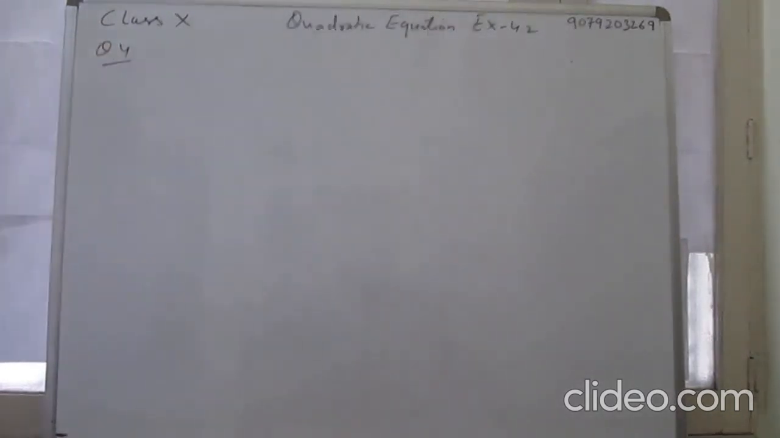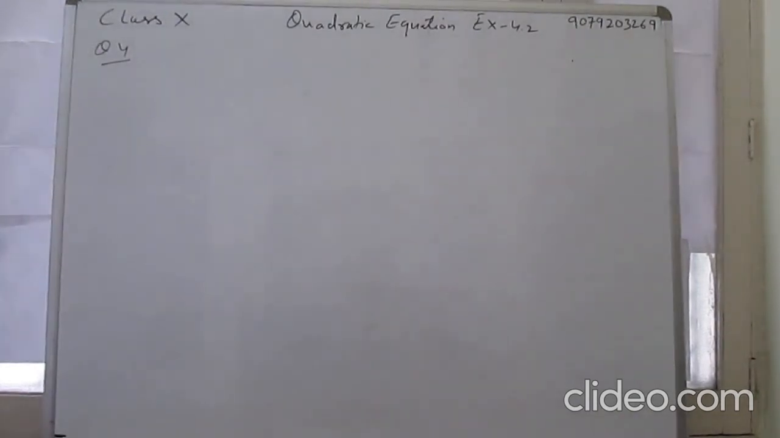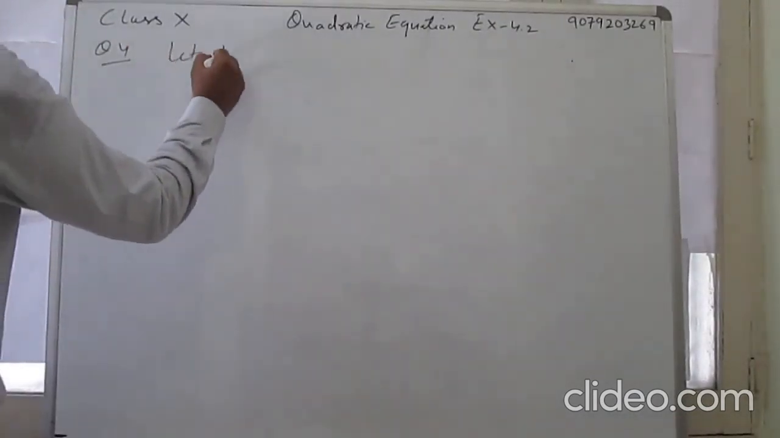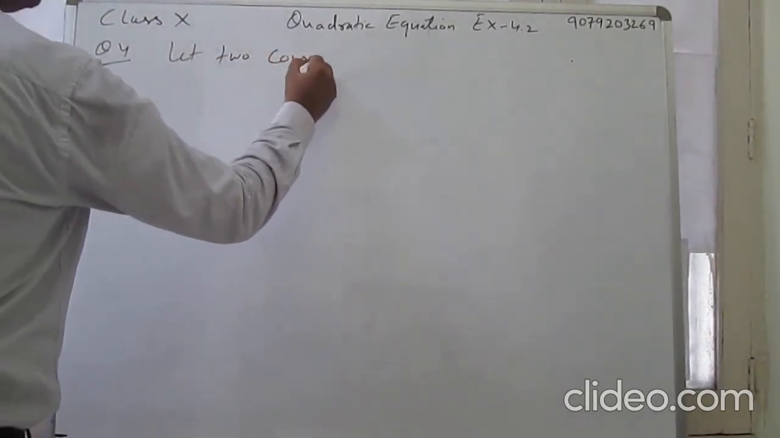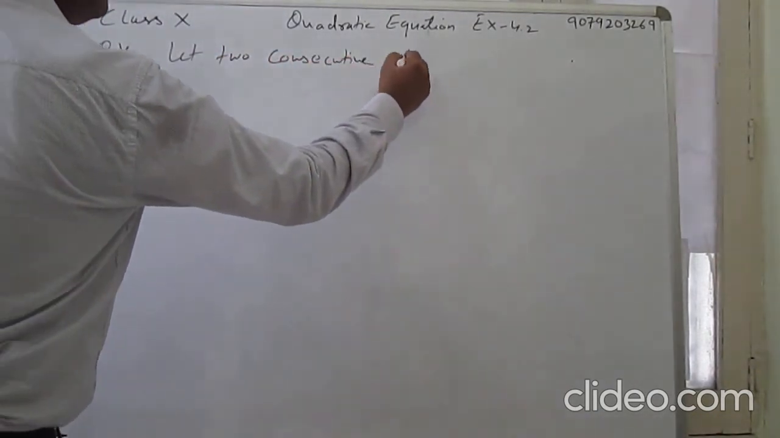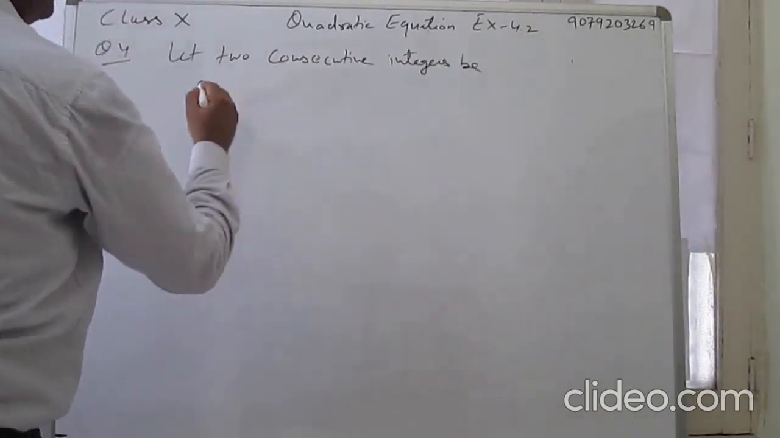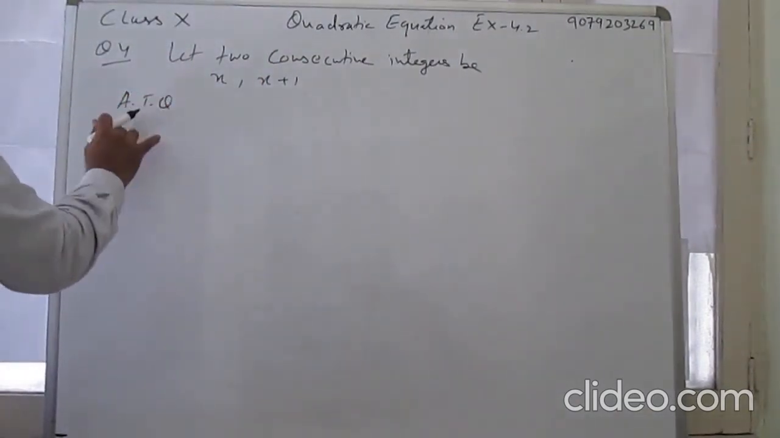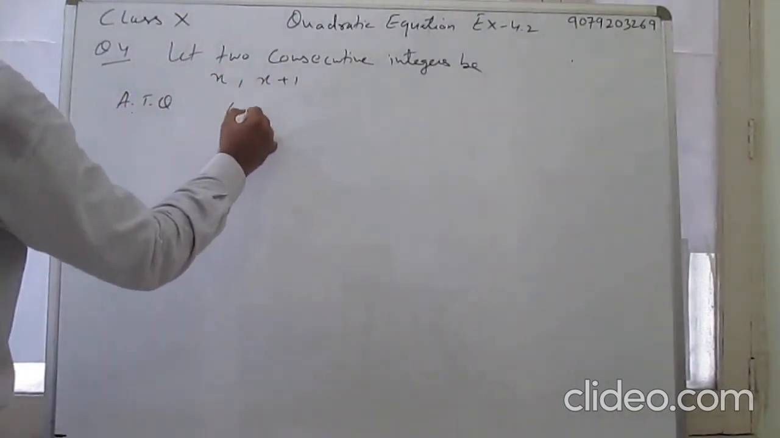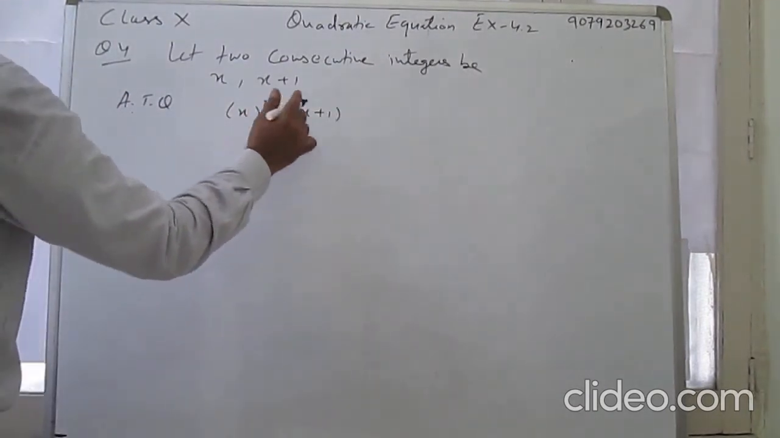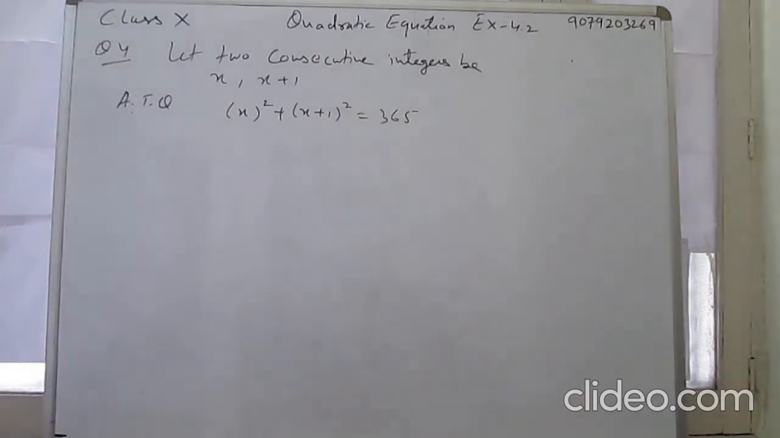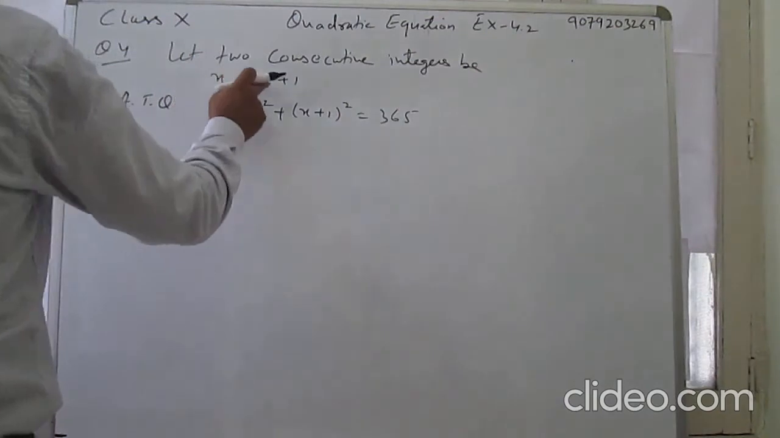Question 4. Find two consecutive integers whose sum of square is 365. Let two consecutive integers be x, x plus 1. According to question, sum of squares, square it and sum it. सम मतलब प्लस कीजिए, is equal to कितना है, 365. You have to find the numbers x and x plus 1.